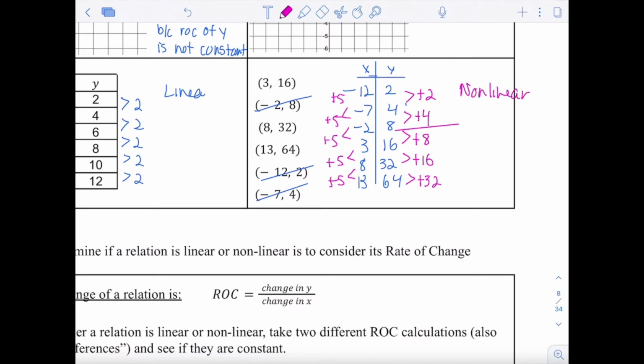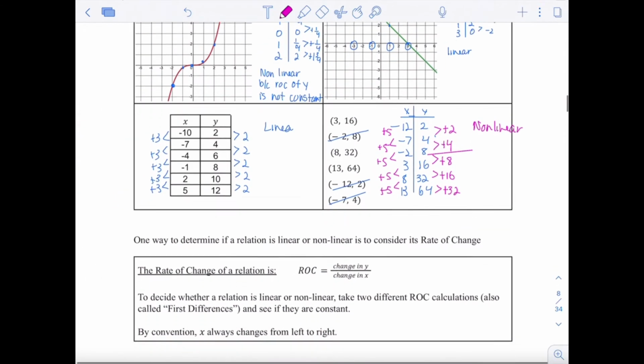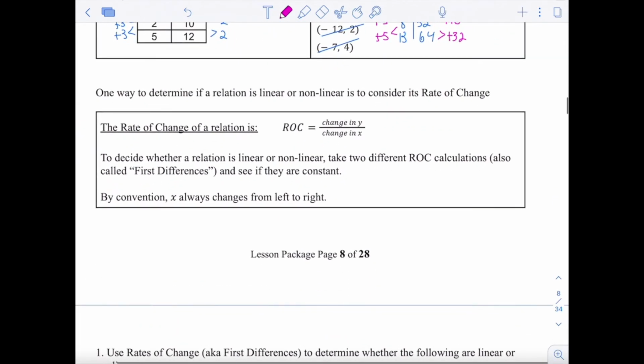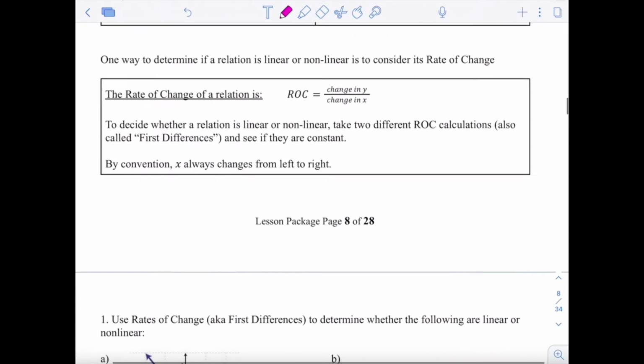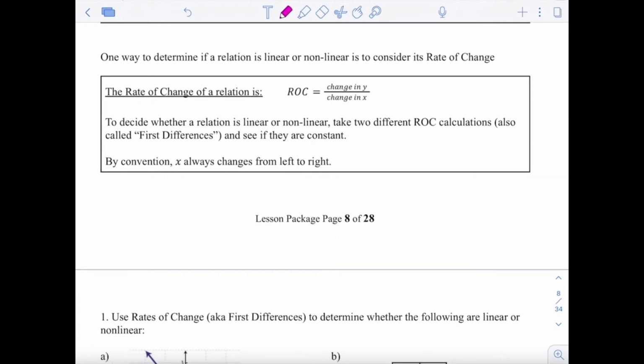Okay? So I just want to summarize what we talked about here and maybe what we're going to talk more about in this lesson. So one way to determine if a relation is nonlinear or linear is by looking at its rate of change. And you're going to see this in years to come.